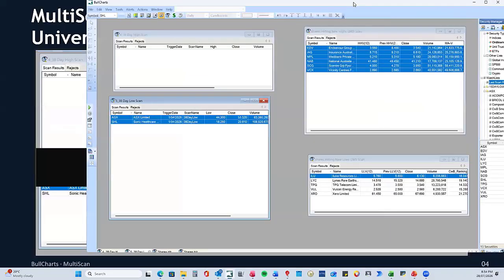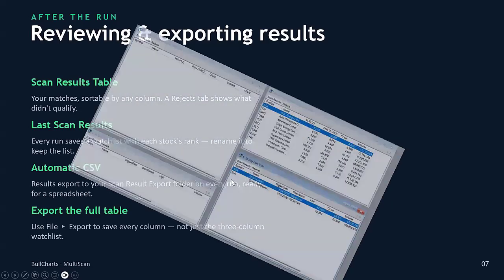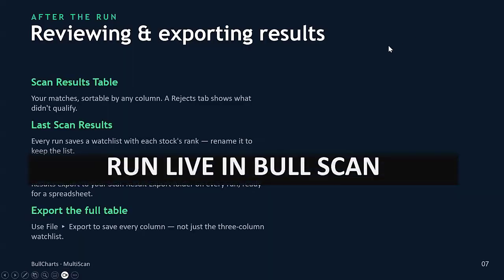I'm going to get rid of that now. I've just done that, so I won't redo it, but in the scan results table, the last scan results, you can automate creating a CSV, and you can export the full table to save every column. That's just a 3-column watch list. And that's what you were seeing before.